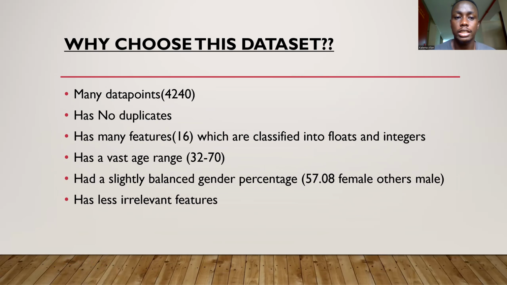Why choose this data set? It has many data points. As I said, there were 4,240. It has no duplicates. It has many features. It has a vast age range, which means it's slightly balanced. It also has a slightly balanced gender percentage, 57.08 female and the others male, and it has fewer irrelevant features.